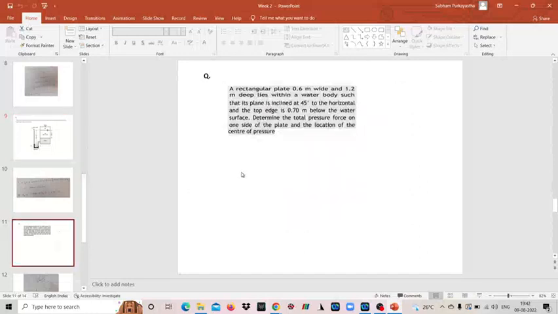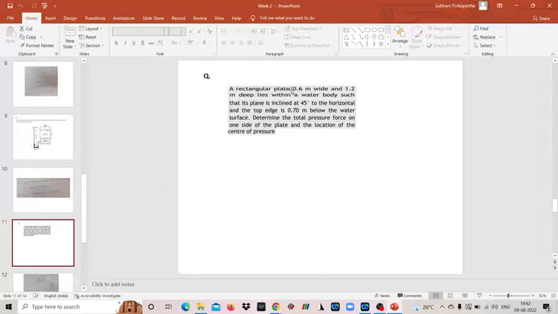Now moving to the next question. It is basically related to the forces on hydrostatic surfaces. Now the problems on forces on hydrostatic surfaces are very simple, but the only thing that you need to remember is the property of the surfaces. Okay, I have taken a very simple problem.